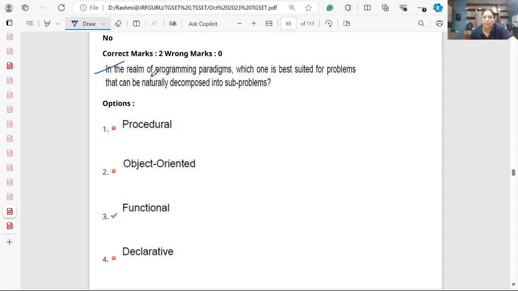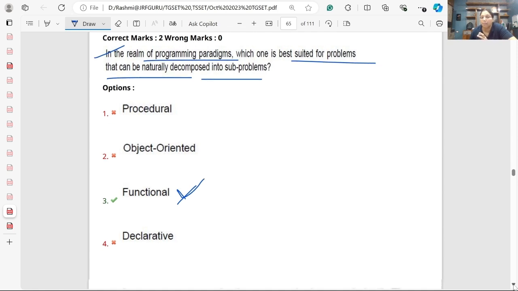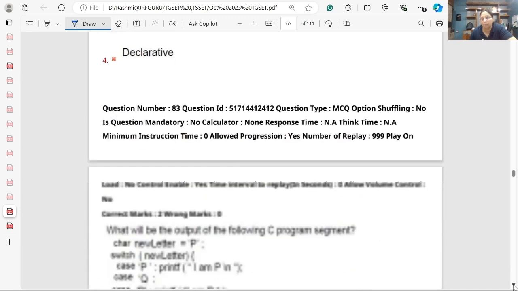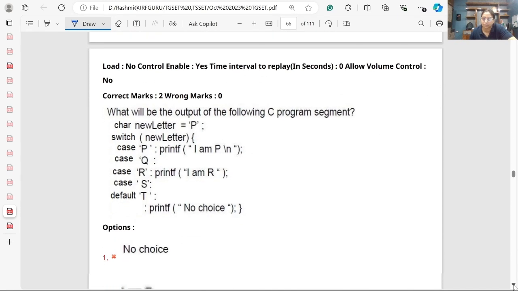In the realm of programming paradigms, which one is best suited for a problem that can be naturally decomposed into sub problems? If we want to divide a problem into sub problems, then it should satisfy the functional aspect, because we can easily divide a problem into functionalities, and that functionality can be defined as a sub problem. So the answer will be that.